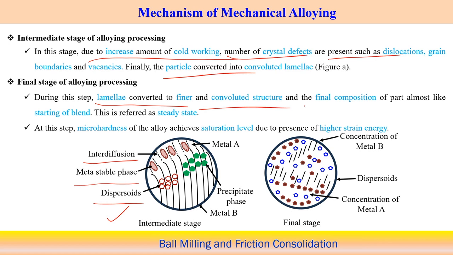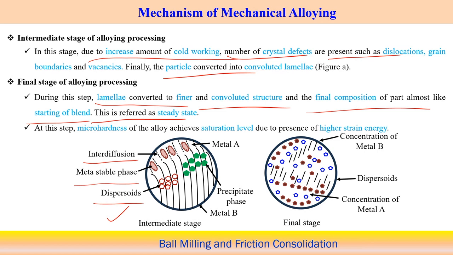And the final composition of the part is almost like what it was before the blending of these components started. So in this case, it has reached that point, and this is referred to as the steady state. When it reaches almost the initial composition from before the start of blending, we can say that it has reached the steady state.